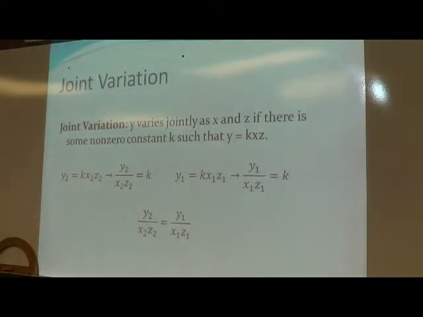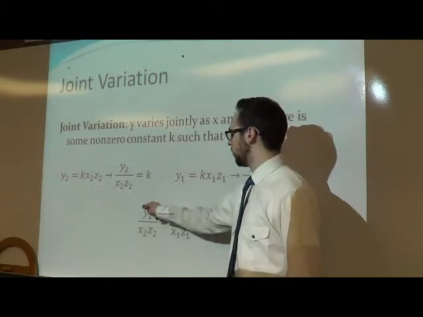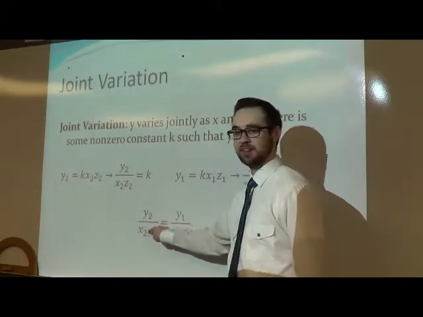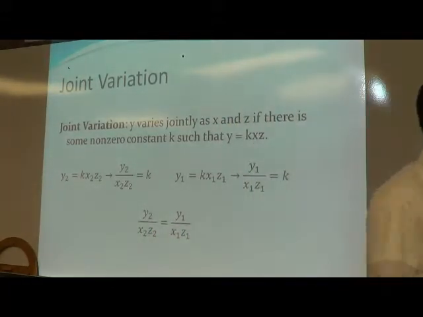So this one, y varies jointly as x and z if there's some non-zero constant k. The equation for this one is y equals k times x times z. So you're multiplying those. Similar to last time, the other way of doing it, that proportion, is taking y divided by both x and z, set equal to the other y over x times z.